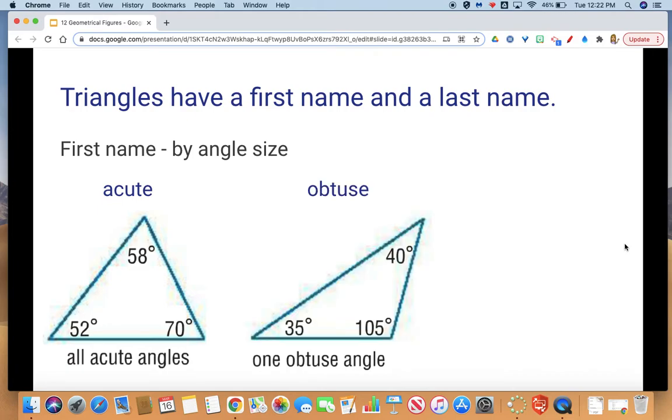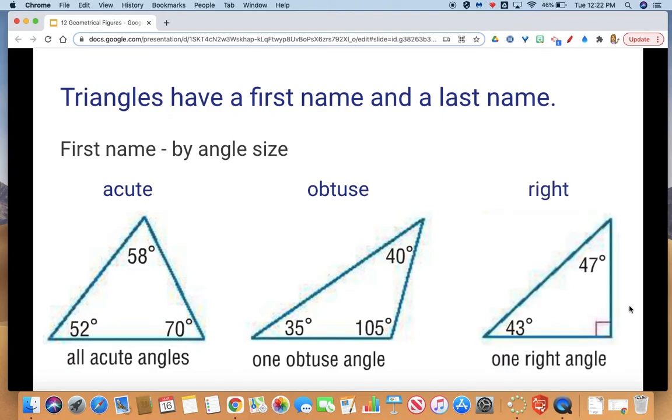Our next angle size is obtuse. Obtuse means one of our angles is over 90 degrees. So right here we have a 105 degree angle. So that is greater than 90. So this is an obtuse triangle. Pause and write that down if you need more time.